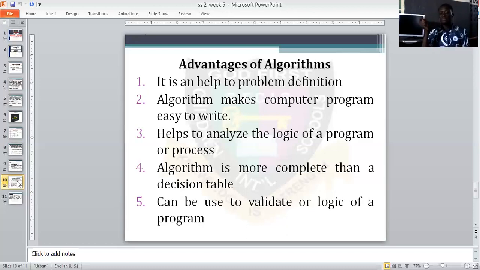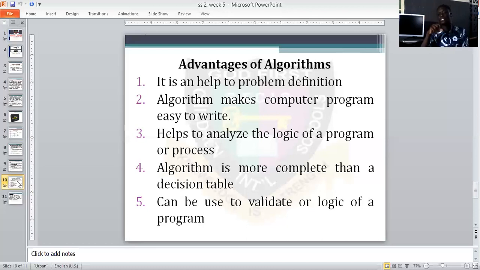Then five, it can be used to validate or invalidate the logic of a program. That is to say, by drawing your flowchart and your algorithm out, you can tell the probabilities of whether it will go this way or not before you start writing your lines of code.